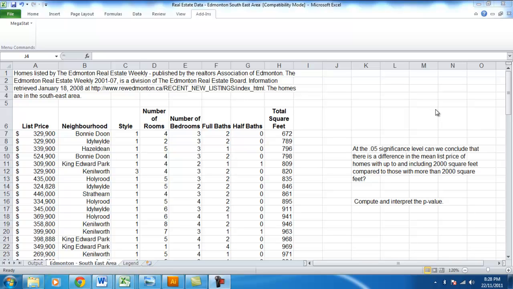This is a short video demo on how to calculate p-value using the Megastat plugin in Excel. So we have real estate data from the Edmonton Southeast area, and we have a question that asks, at the 0.05 significance level, can we conclude that there's a difference in the mean list price of homes with up to and including 2,000 square feet compared to those with more than 2,000 square feet? Compute and interpret the p-value.